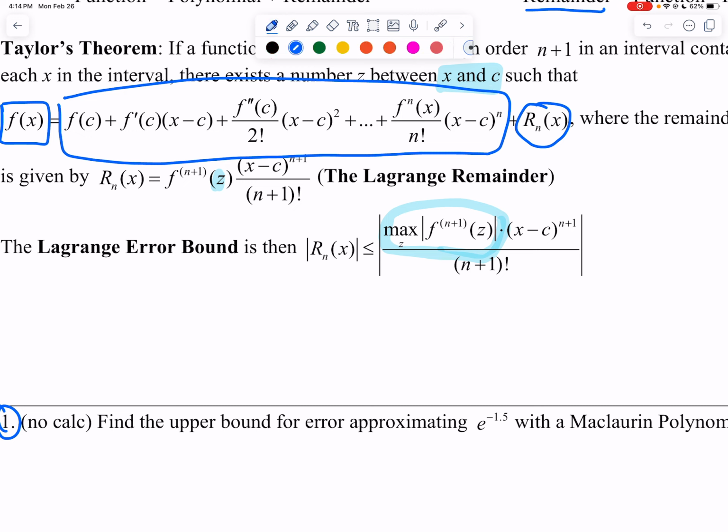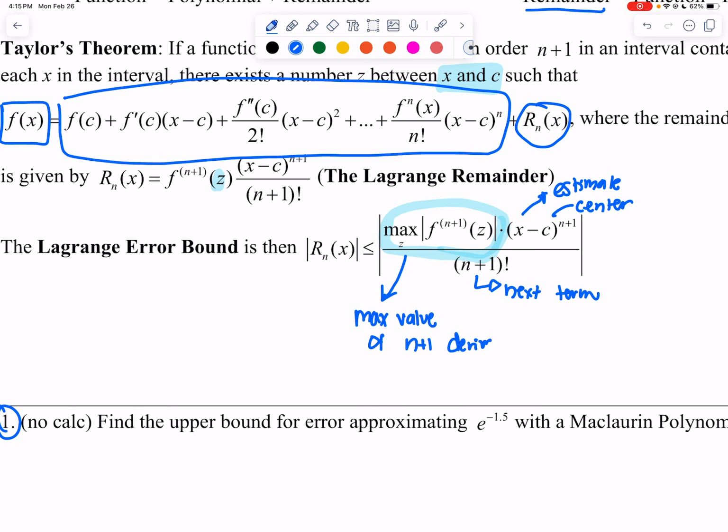All right, so x is going to be my estimate, c is going to be my center, n plus 1 is going to be my next term, and then, of course, we want to find the maximum value of the n plus 1 derivative between x and c.